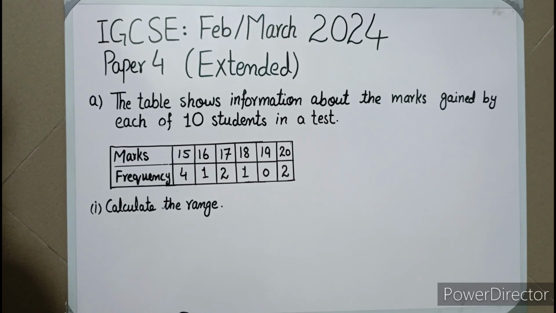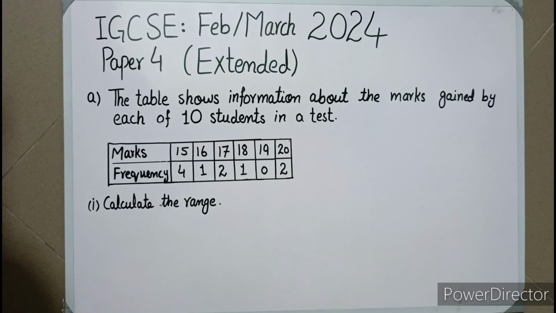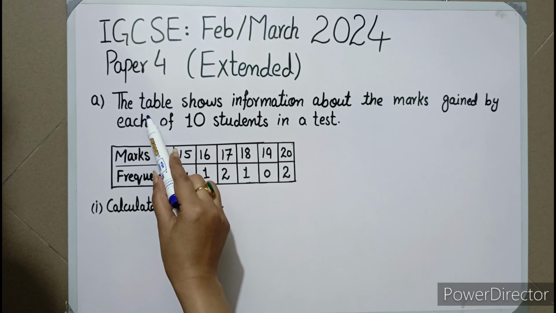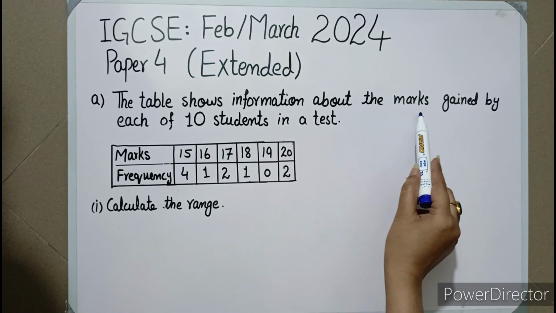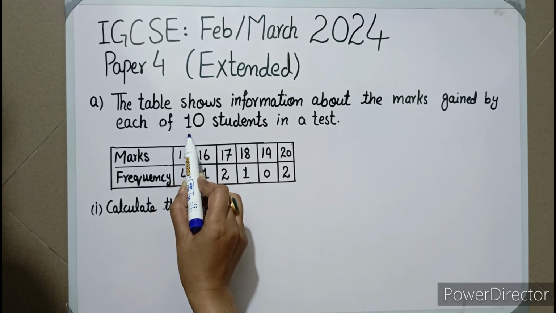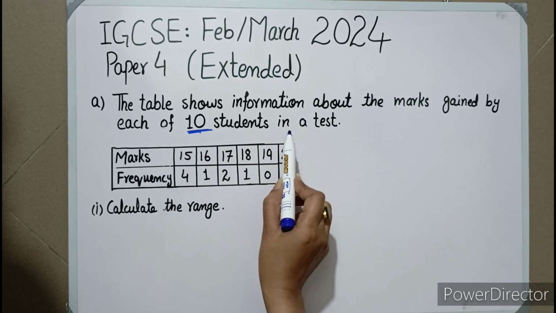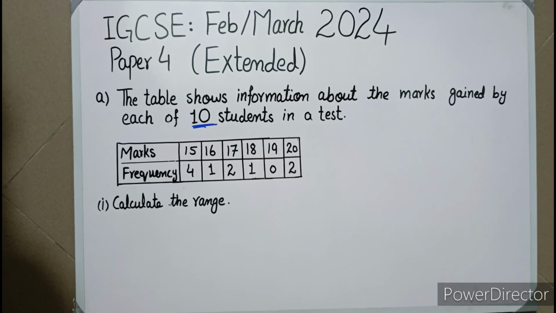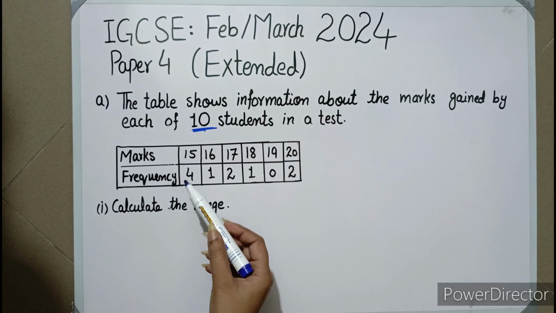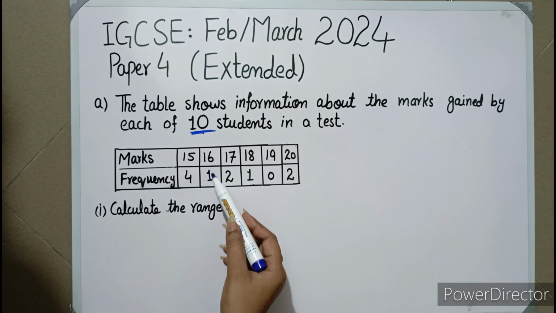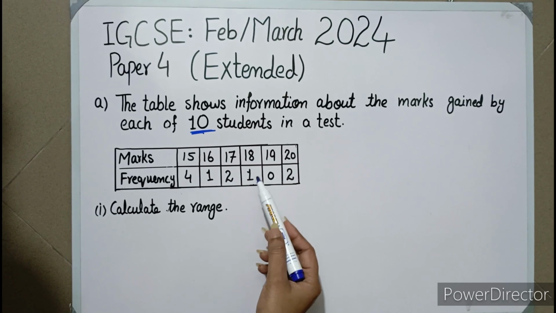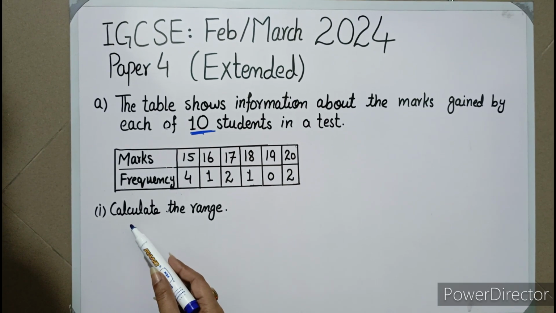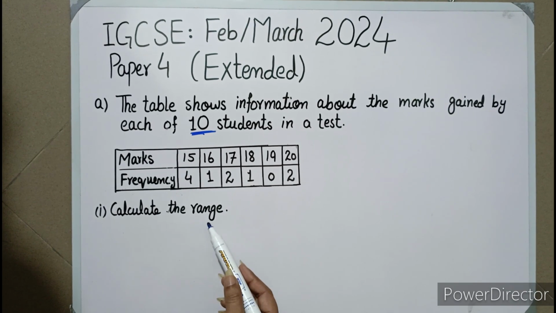In this question, the examiner has given you the following information. The table shows the marks gained by each of 10 students in a test, and he has given us the frequency and marks in the form of a table. 15, 4, 16, 1, 17, 2, 18, 1, 19, 0, 20, 2. He is asking you to calculate the range.